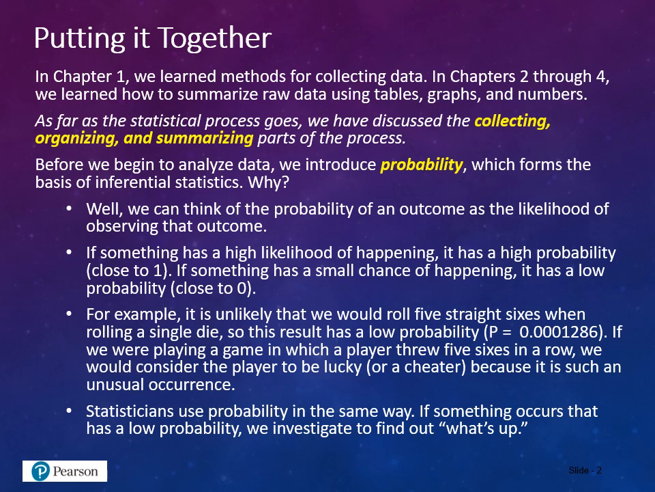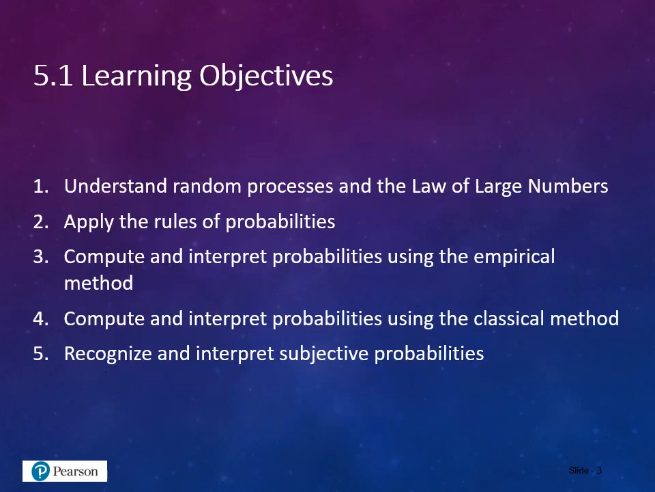Statisticians use probability in the same way. If something occurs that has a low probability, we investigate to find out what's up. Here in this section, we're going to understand the random processes and the law of large numbers, apply the rules of probabilities, compute and interpret probabilities using the empirical method, compute and interpret probabilities using the classical method, and recognize and interpret subjective probabilities.